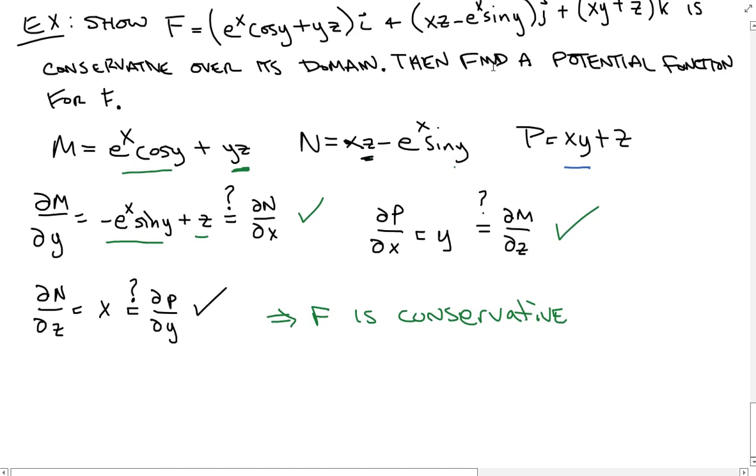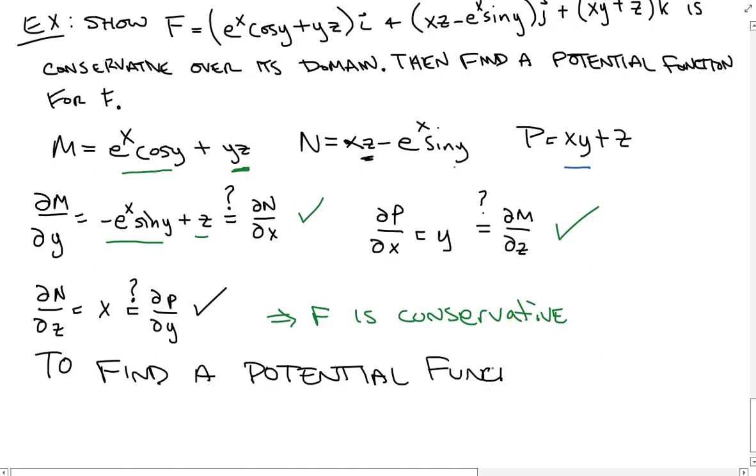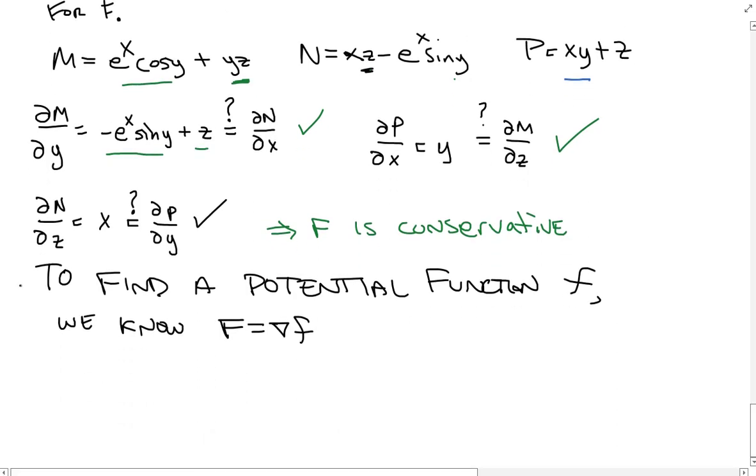Now, second part, we were asked to find a potential function. I haven't shown you how to do that yet, but let's do it right now. Alright, so to find a potential function, that's little f, and what do we know? We know that capital F, the field, has to be equal to the gradient of little f. So we're going to use that information to find this function. Okay, so how do we find this? All right, so these are our steps.